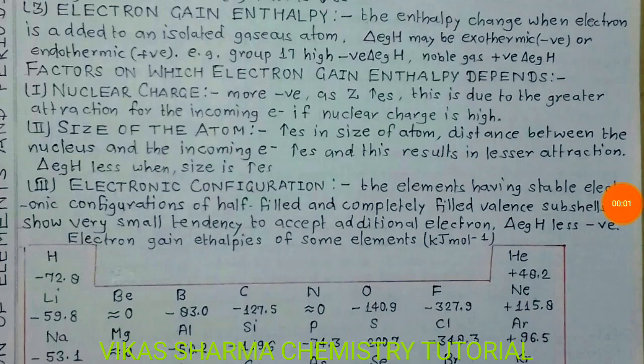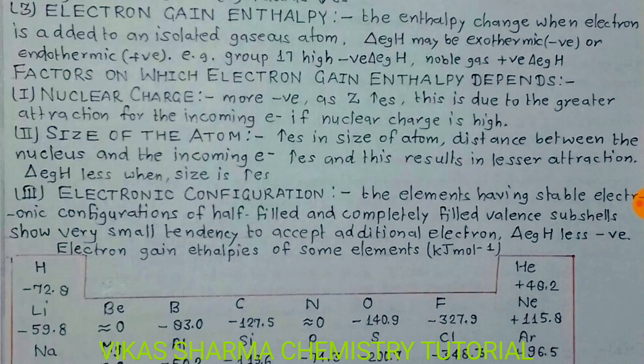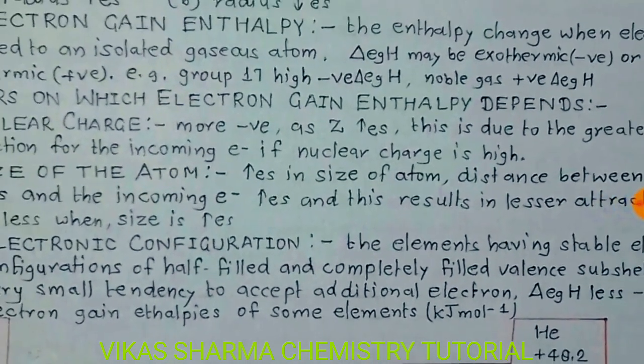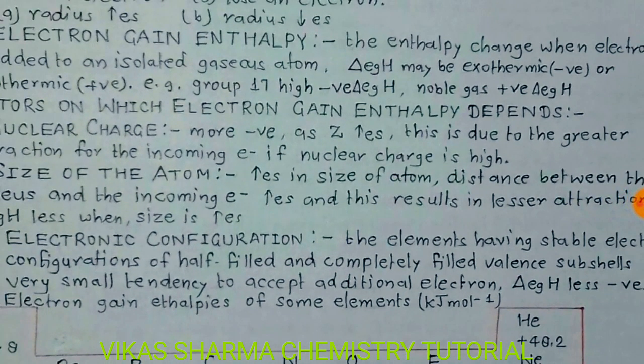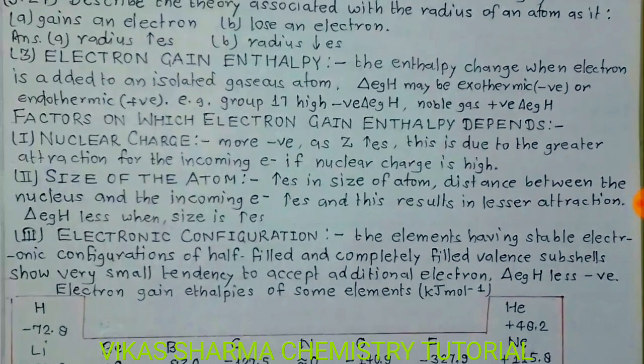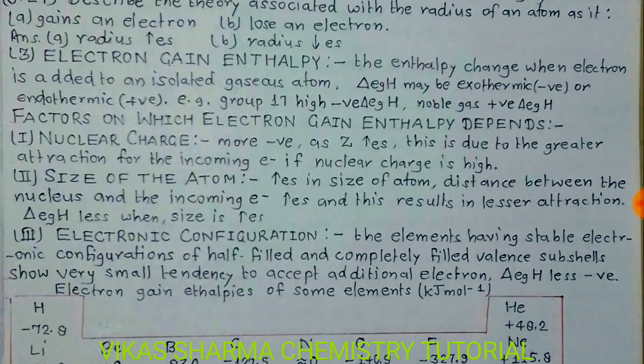Dear student, today's topic is electron gain enthalpy. It is the enthalpy change when an electron is added to an isolated gaseous atom. It is shown by the symbol delta EGH. It may be exothermic, where negative means energy is released, or endothermic, where positive means energy is required.